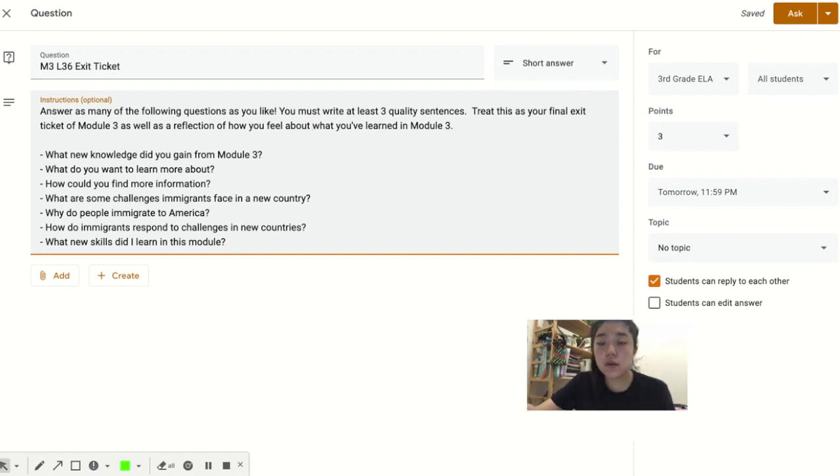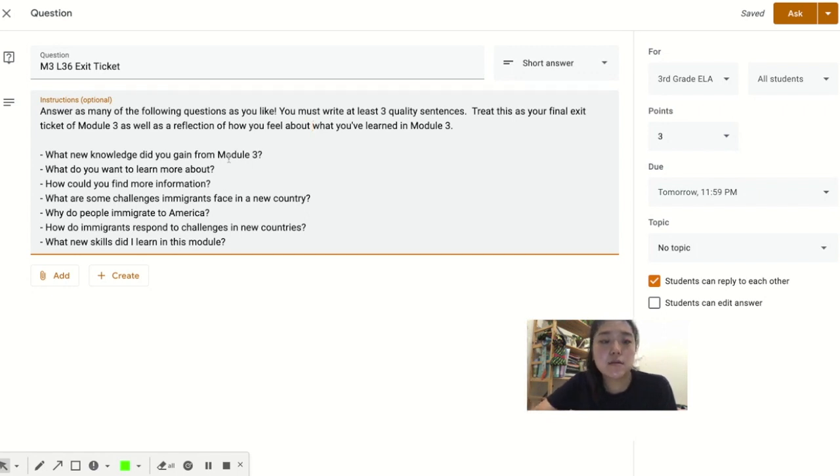It does need to be 3 quality sentences that you need to write, but I want you to answer as many of the following questions as you like from the list below. Treat this as your final exit ticket, as well as a reflection of how you feel about what you've learned so far in Module 3 about immigration. Okay? And so you can write more than 3 sentences if you'd like. You can put it as a letter to me or to your homeroom teacher or however you'd like. This is more of just an ending piece and a reflection of what you've learned.